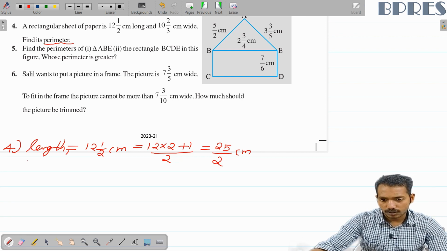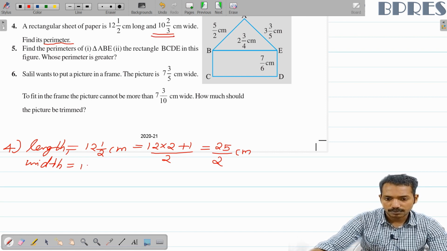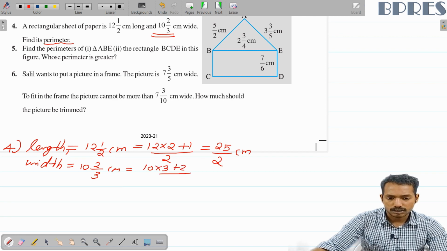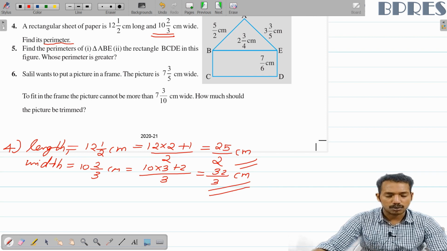Now breadth, or width, is equal to, what is the width given here? 10 2 by 3. Okay, so 10 2 by 3 centimeter, which is equal to, convert that into an improper fraction, that is 10 into 3 plus 2 divided by 3, which is equal to 10 into 3 is 30, 30 plus 2 is 32, divided by 3 centimeter. So now we have got the length and width in improper fraction form.